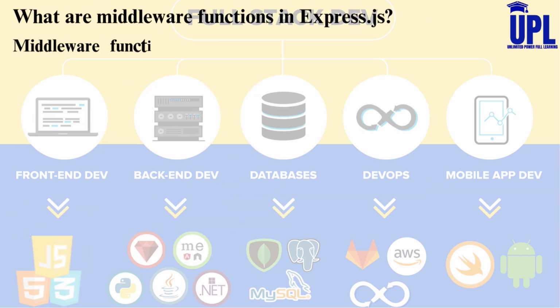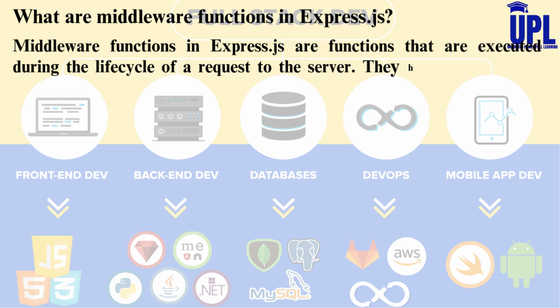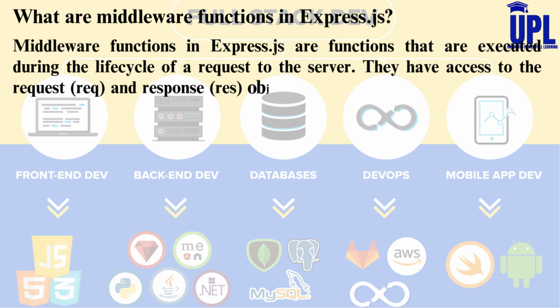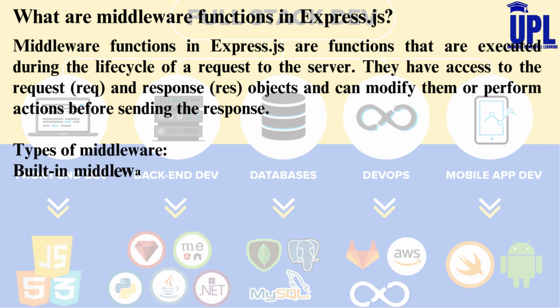What are middleware functions in Express.js? Middleware functions in Express.js are functions that are executed during the lifecycle of a request to the server. They have access to the request (req) and response (res) objects and can modify them or perform actions before sending the response. Types of middleware.